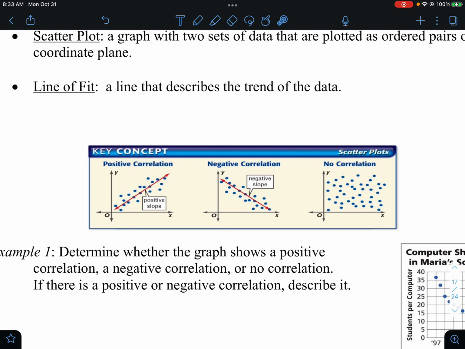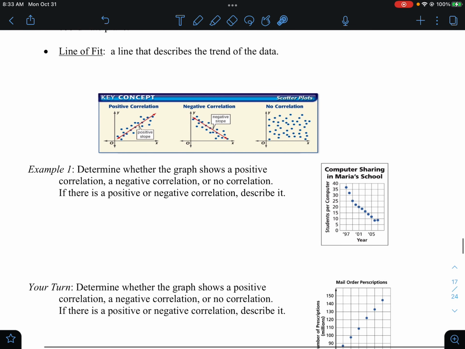And then over here at no correlation, and this is a whole lot of ordered pairs, and you might not have this many, but there is no general positive or negative correlation going on with them. All right, so let's take a look at our first example. It says determine whether the graph shows a positive correlation, a negative correlation, or no correlation. And if it is positive or negative, we must describe it.